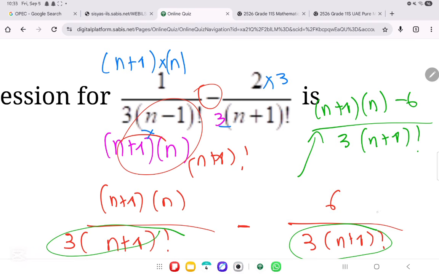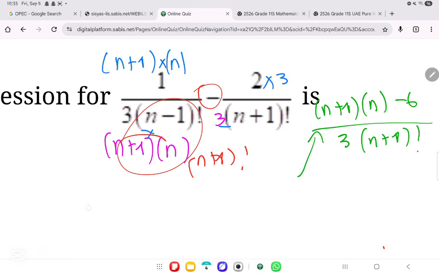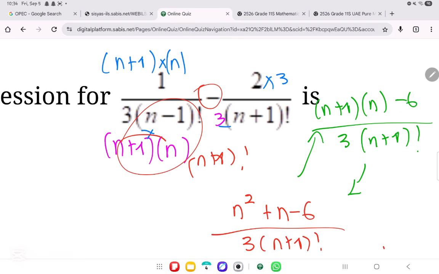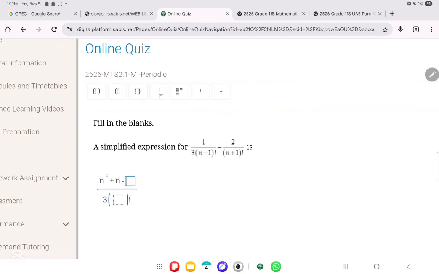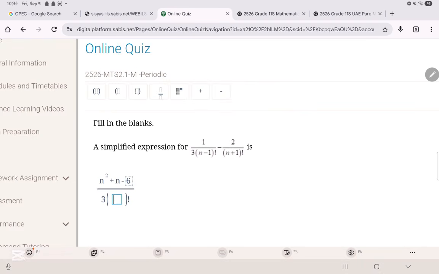Now let me just erase these so we have more space. Okay, now after this, what are we going to do? We are going to expand. So it will be n squared plus n minus 6 over 3 times n plus 1 factorial. So this is the final answer. This is the final form. So n squared plus n minus 6 over 3 times n plus 1 factorial.